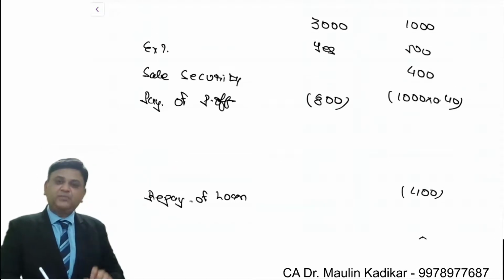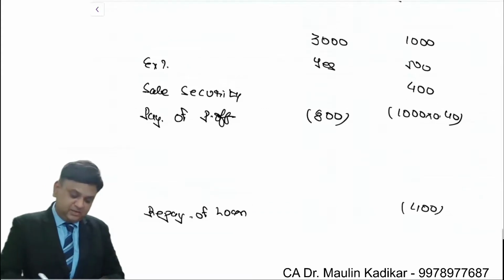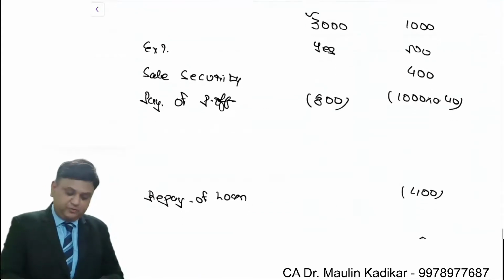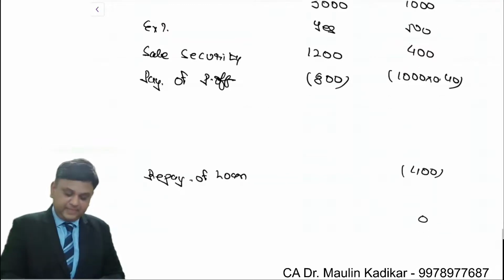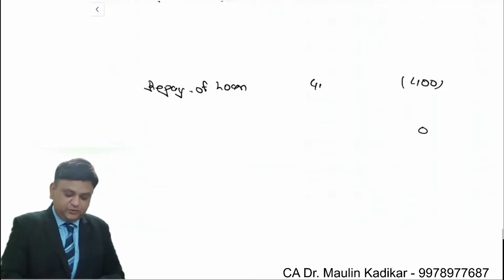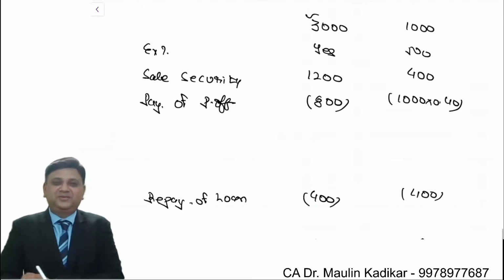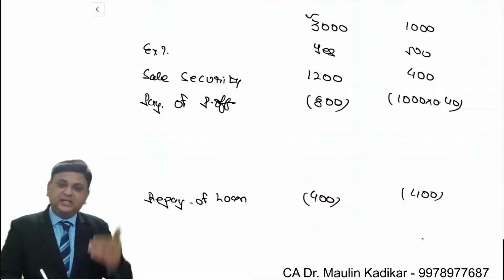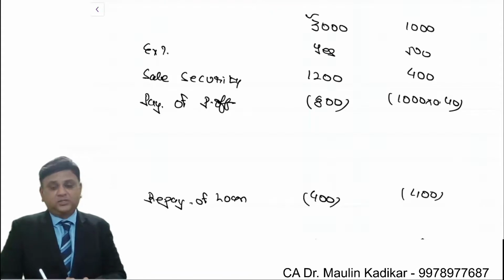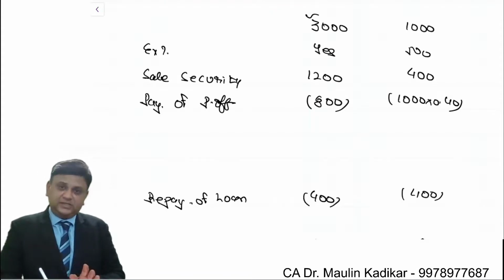Whatever security 0.4 that I have, I sell in the market. So 3000 into 0.4, I receive an amount of 1200. Repayment of the loan is 400. And you can see that again the profit or loss is 0. So whether the price is 3000 or 1000, I end up with no profit, no loss. That is what we understand.